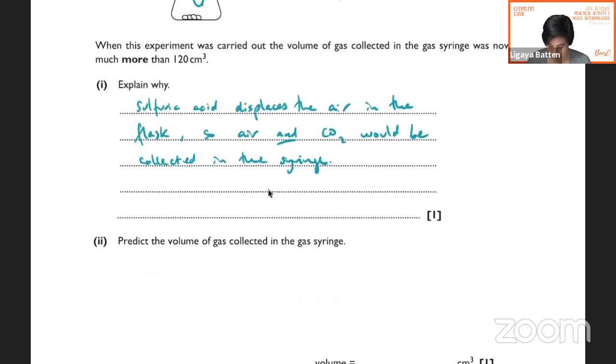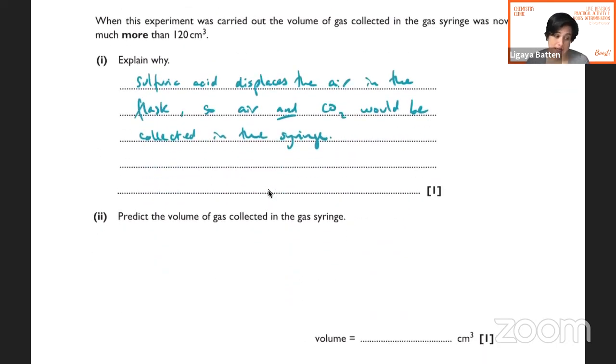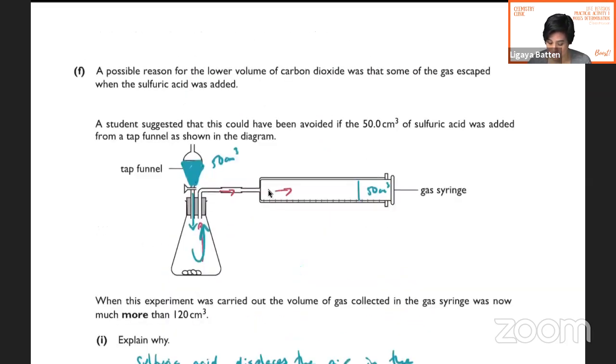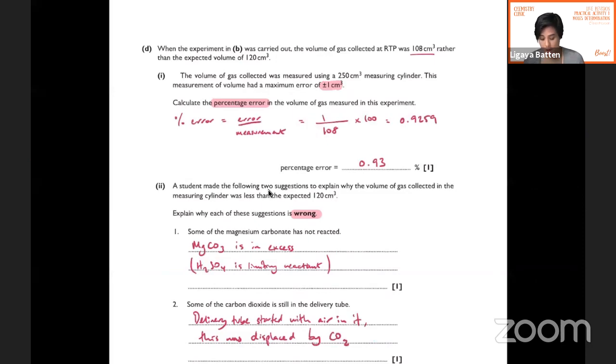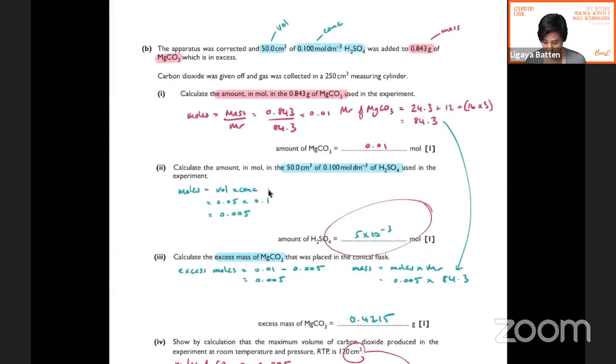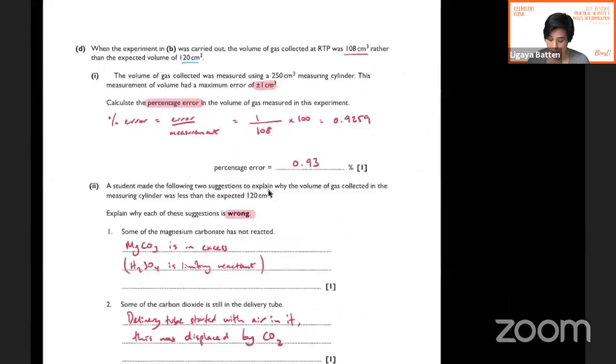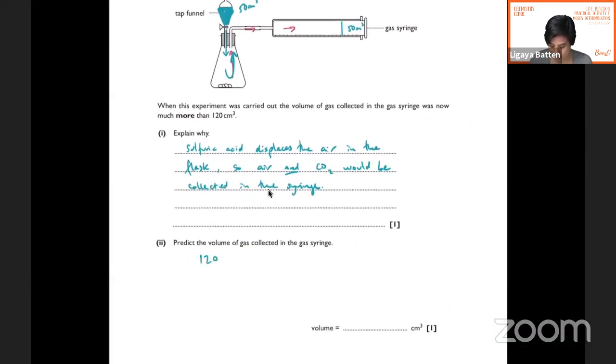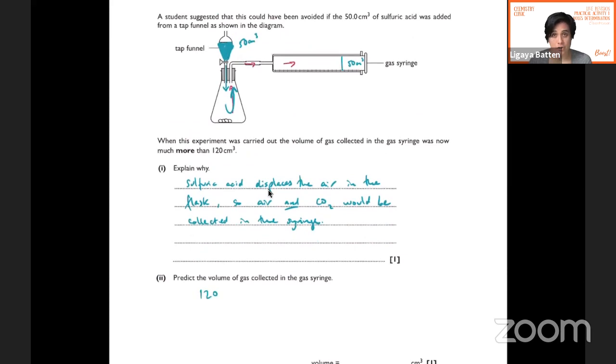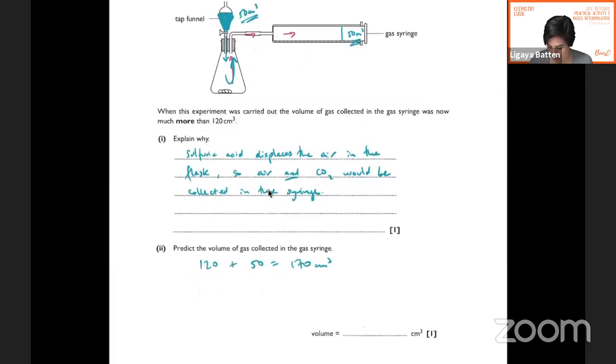Okay. And now it wants us to predict the amount of gas collected in the gas syringe. So we just have to think back to the information that we've been given earlier, where we expected 120 centimeters cubed of the carbon dioxide to be formed. That's what we've been given a couple of times. So we're expecting 120. And as I said, the extra gas that will be collected in the gas syringe will be 50 centimeters cubed due to that being the volume of the sulfuric acid that we have. So 120 plus 50 equals 170 centimeters cubed. Okay, so we're going to expect now to have 170 centimeters cubed collected in the gas syringe rather than 120.